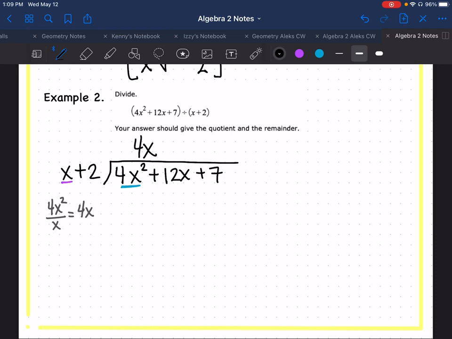Sometimes we offset it, sometimes we don't. It doesn't really matter. And now I'm going to distribute the answer I got back to the divisor outside. So I'm going to be thinking in my head, what is 4x times x plus 2? So I'm going to be going ahead and distributing that. I should get back that 4x squared that is underlined in blue. If they do not match, then you did something wrong when you divided. And I get 8x, right? 4 times 2 is 8, and the x tags along. I'm going to go ahead and write this right here.